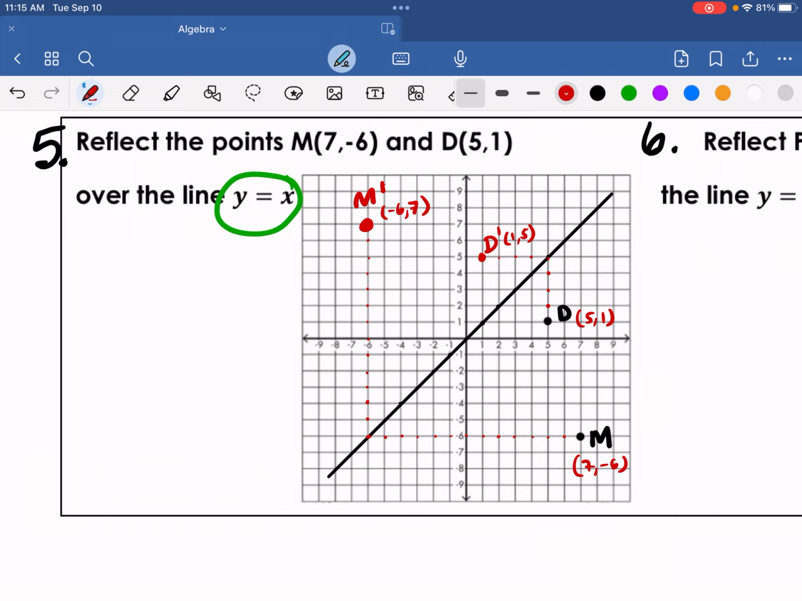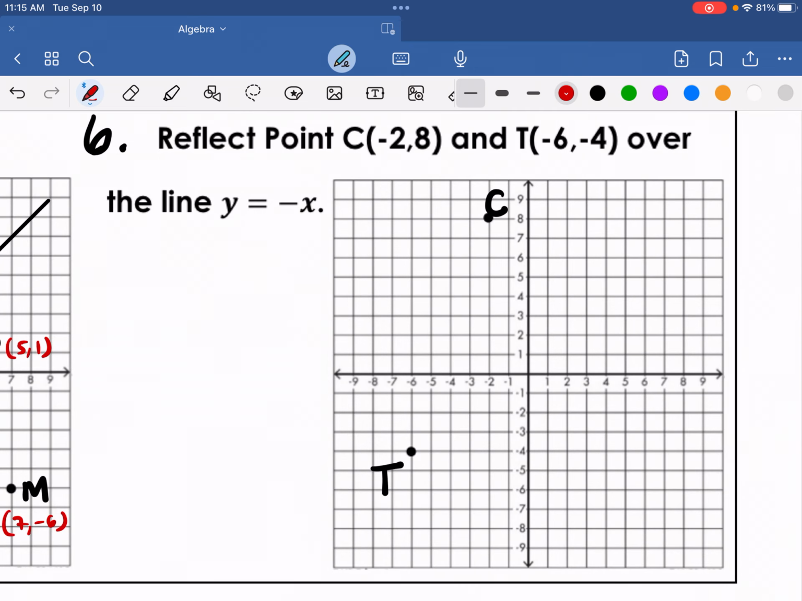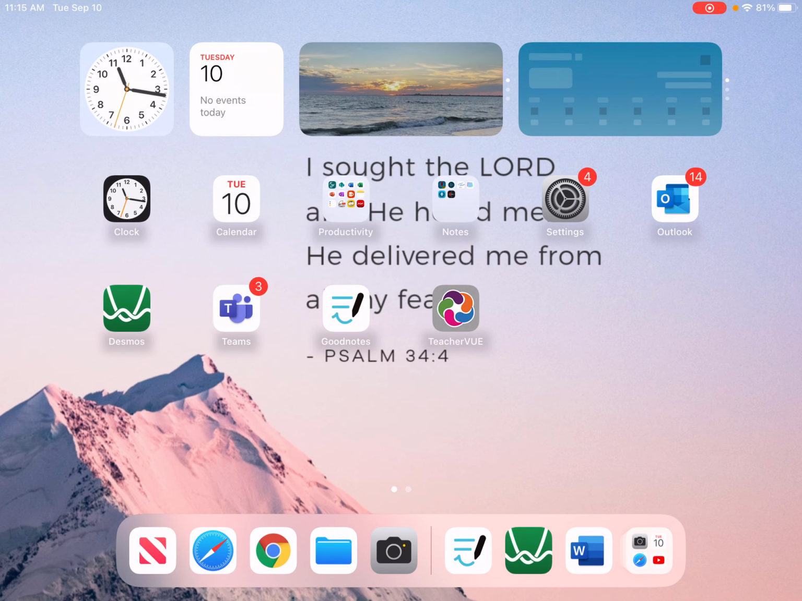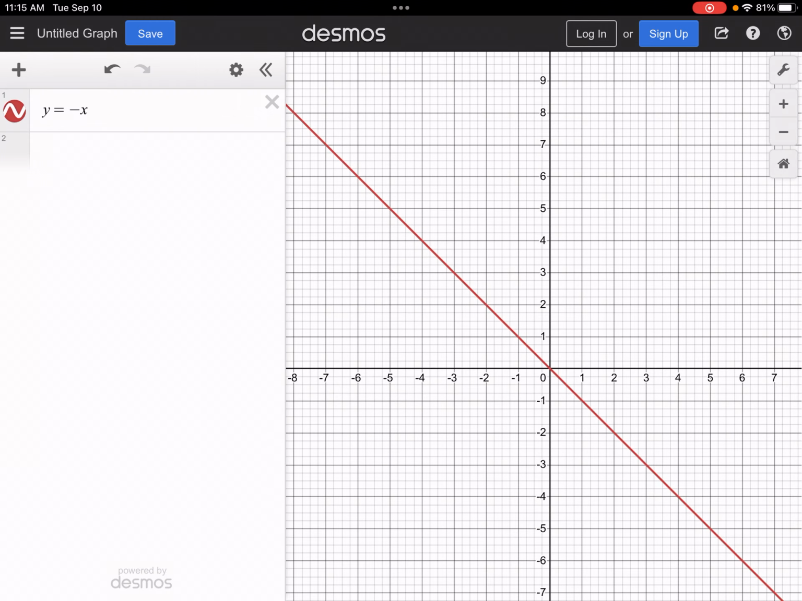Okay, now you are reflecting these 2 points over the line y equals negative x. So it is a different line. So what does a negative x look like? Just going to be the diagonal in the opposite direction. Okay, it's where x is positive and the other one's negative. Like here, negative 1, positive 1, or negative 2, positive 2, or down here, 1, negative 1. So same numbers, but diagonal in the opposite direction.